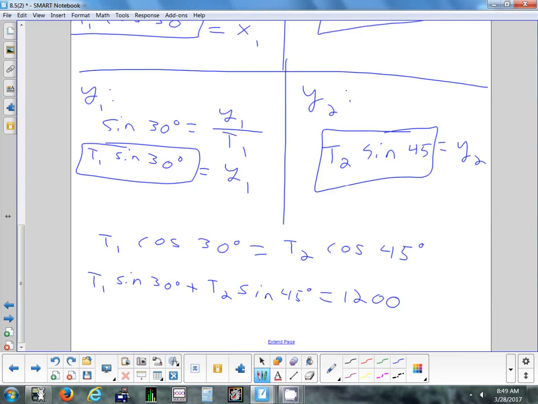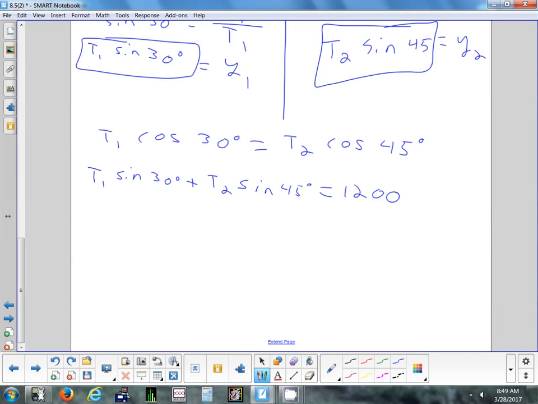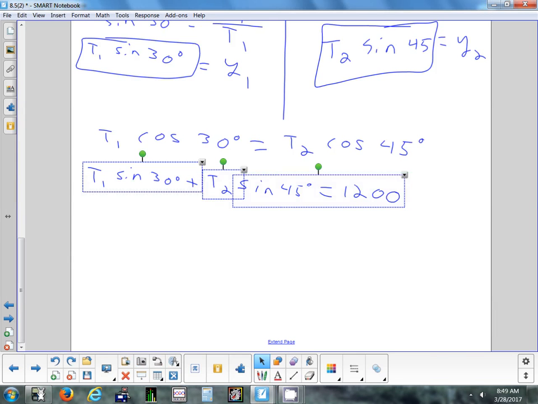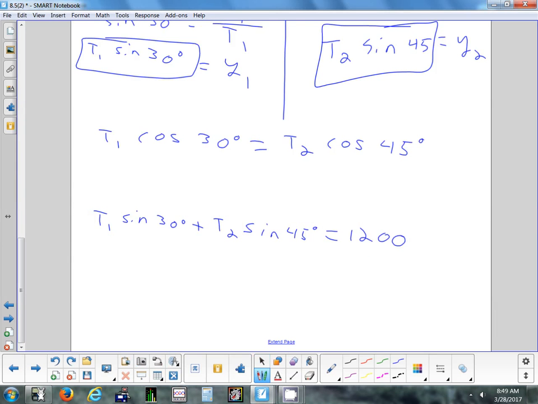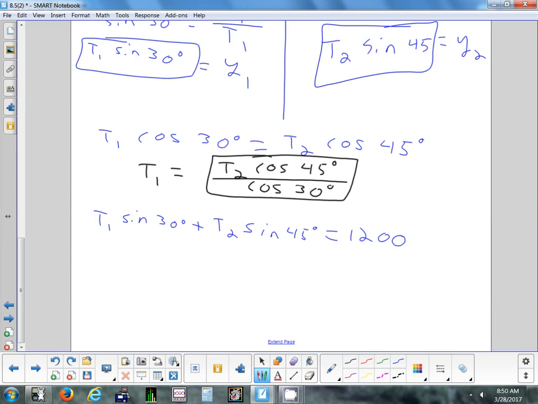All right, so what would I do first to solve that system? You could divide by cosine of 30 to get t1. So what we could do is solve the top one for t1, or t2, it doesn't matter. So solve it for t1, and what would you get? t2 cosine 45 over cosine 30. That's t1, sorry. Now what do you do with that? And then you can plug that in for t1 in the other equation. Yeah. Plug that in right there.